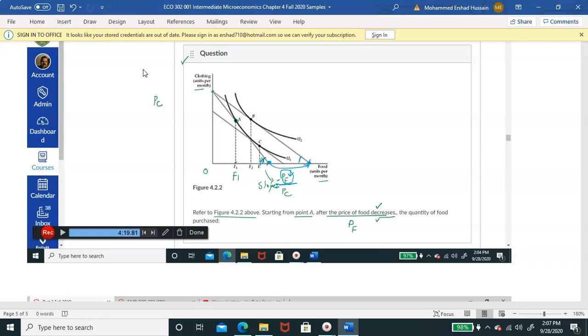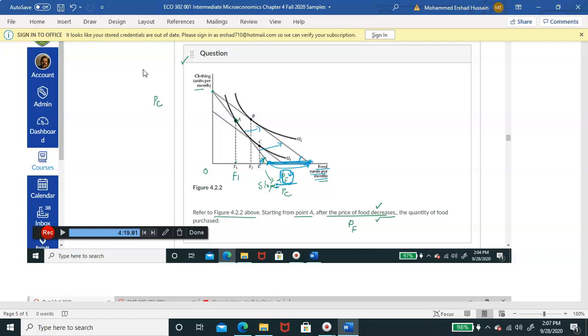Another thing is that because the price of food is lower now, with the same money they can buy more food. All this that was not available before at the previous higher prices of food now becomes available with the lower price. So you see, the budget line is rotating. Okay. And as a result, what is the new equilibrium?